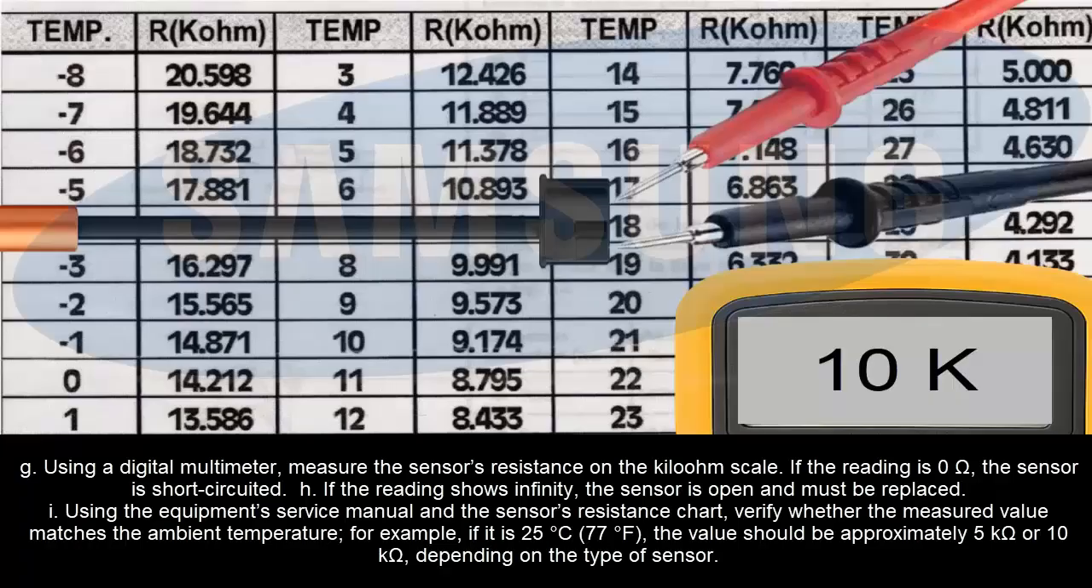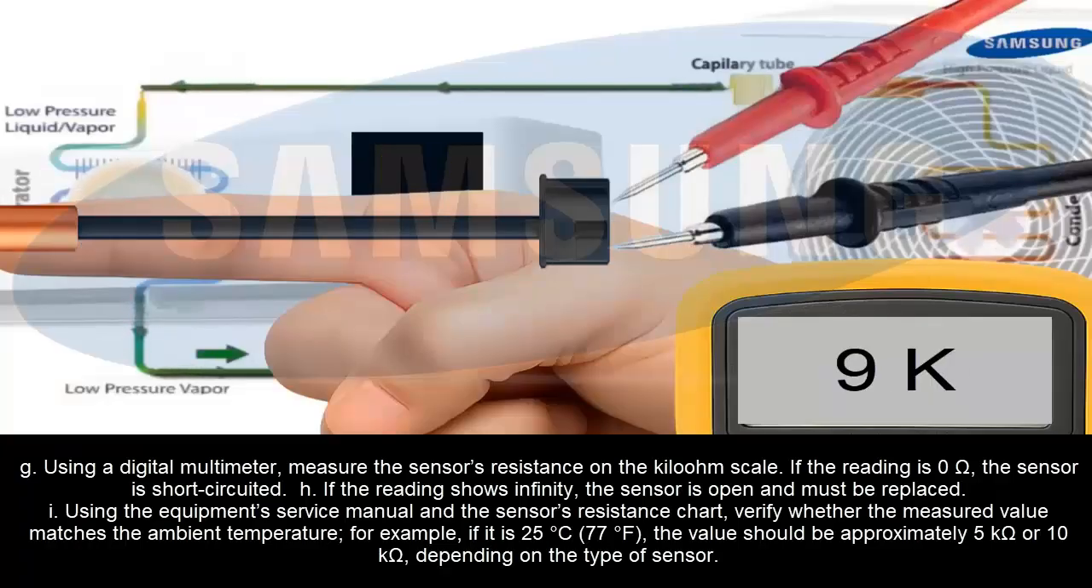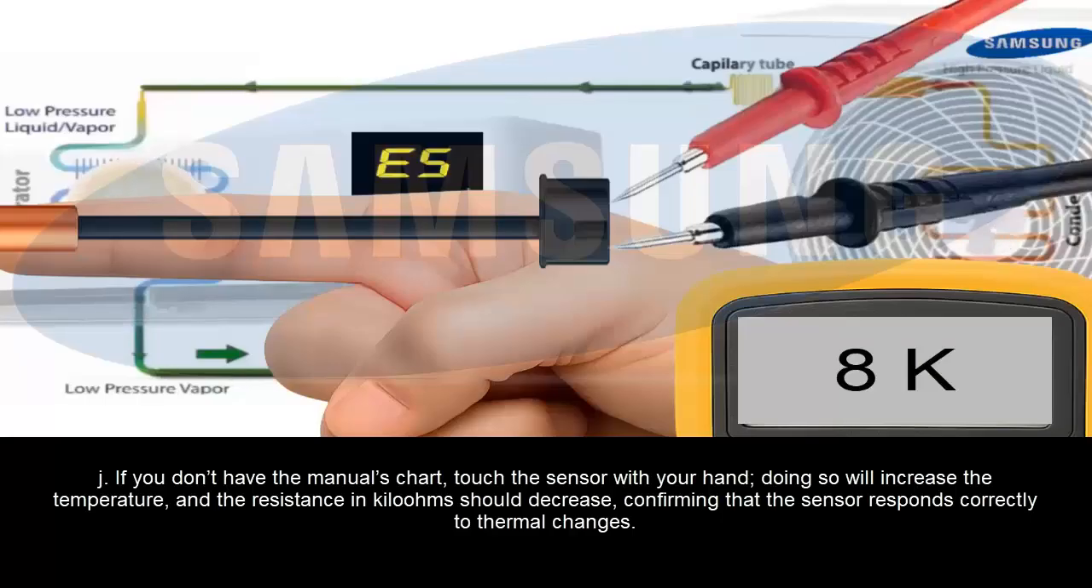I. Using the equipment service manual and the sensor's resistance chart, verify whether the measured value matches the ambient temperature. For example, if it is 25 degrees Celsius, the value should be approximately 5 kilo ohms or 10 kilo ohms, depending on the type of sensor. J. If you don't have the manual's chart, touch the sensor with your hand. Doing so will increase the temperature and the resistance in kilo ohms should decrease, confirming that the sensor responds correctly to thermal changes.